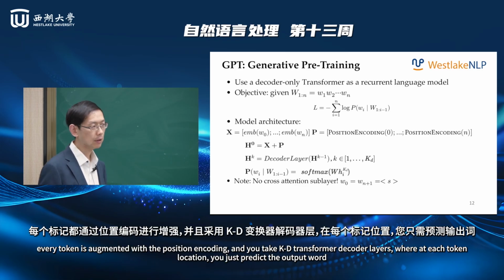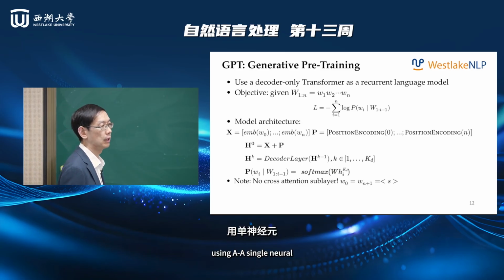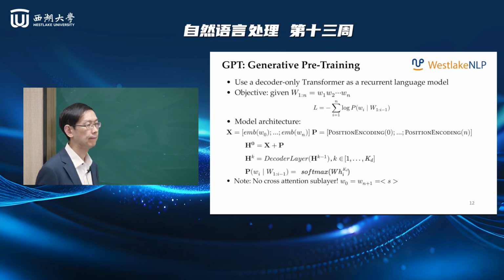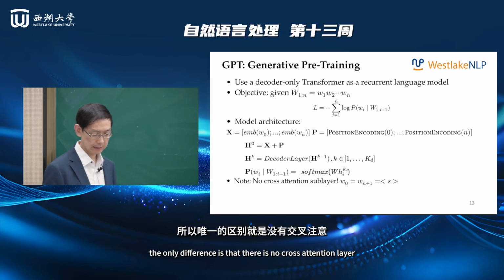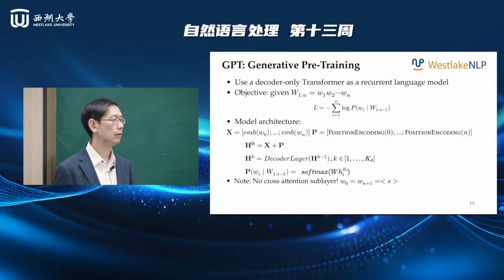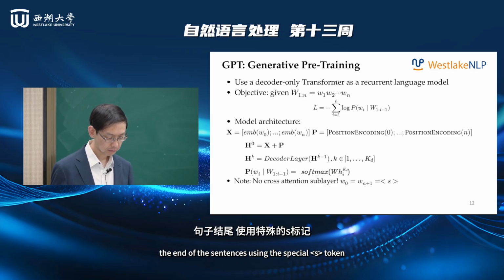As you can see, every token is augmented with the position encoding. And you take K transformer decoder layers, where at each token location you just predict the output word using a single neuron. So the only difference is that there is no cross-attention layer. And you can denote the beginning and the end of the sentences using the special S token.